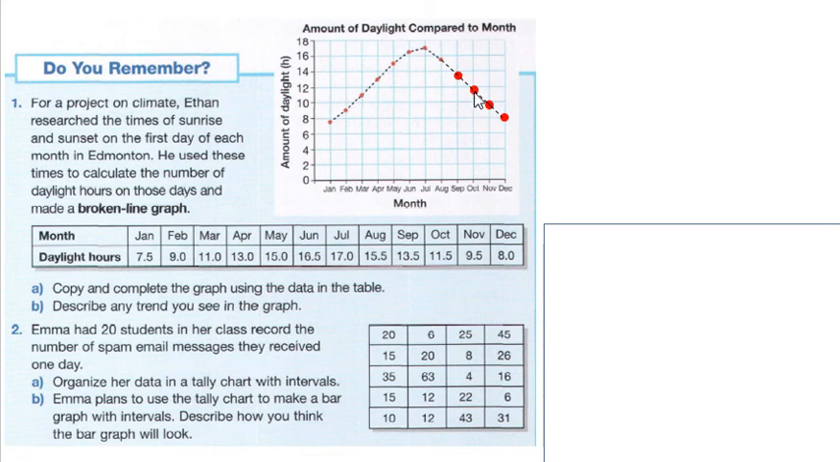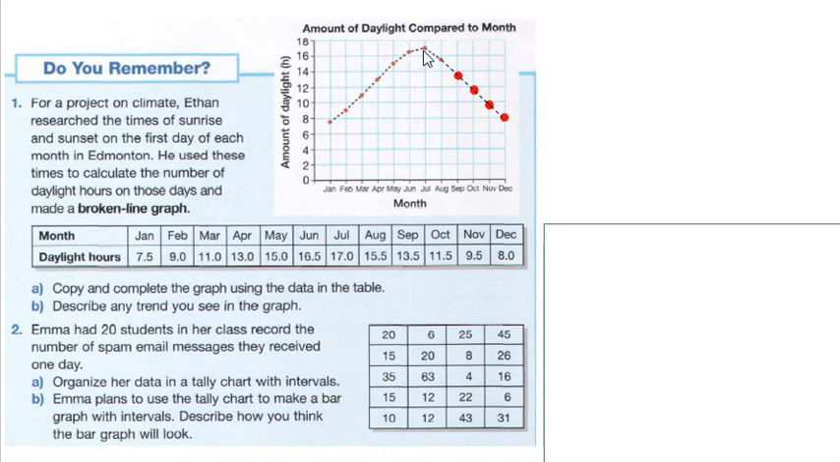That would have been an 11. So here we have all of our dots in our broken line graph, which we would expect to see. The trend we see is that the number of daylight hours rises until July, which we would expect because the longest day of the year, or the day with the greatest number of hours, is June 20th or June 21st, the start of summer.